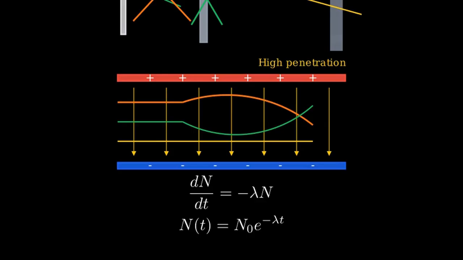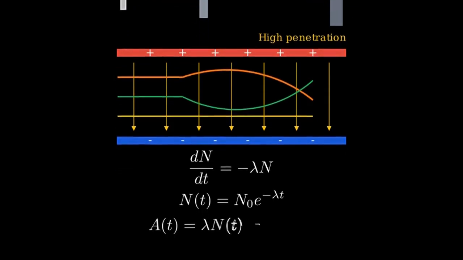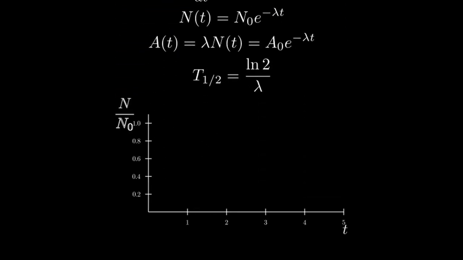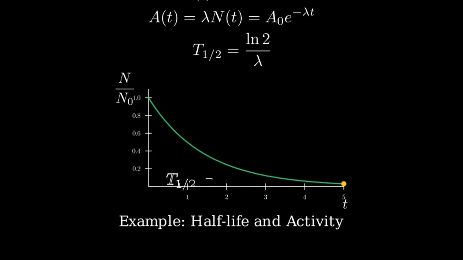Now, the law of radioactive decay. The rate of decay is proportional to the number of undecayed nuclei, which we write as dN/dt = -λN. Solving this gives N(t) = N0 e^(-λt). Activity A is λN, so A(t) = A0 e^(-λt). The half-life, the time for N to reduce to half, is T1/2 = ln 2 / λ. Let us visualize exponential decay.